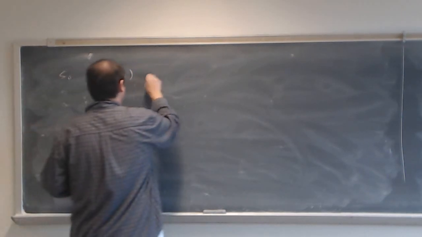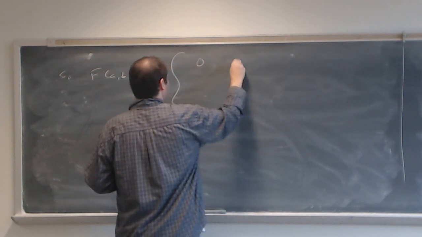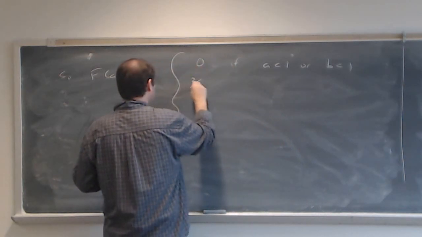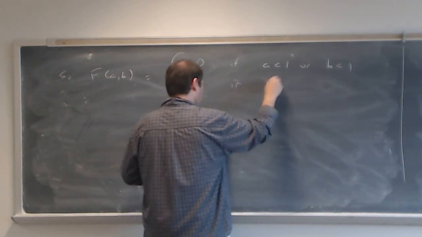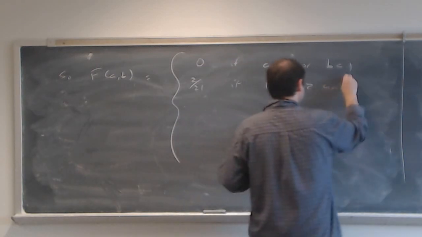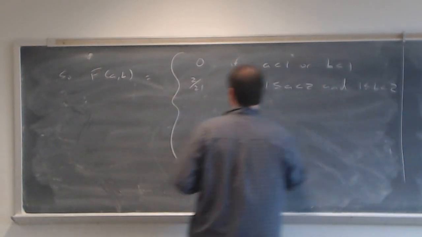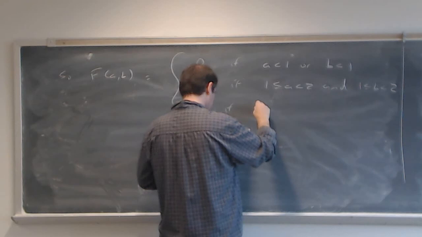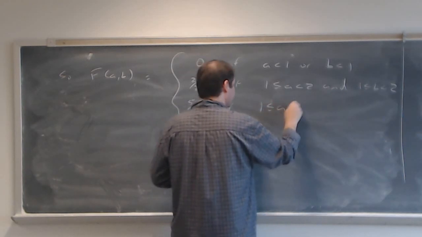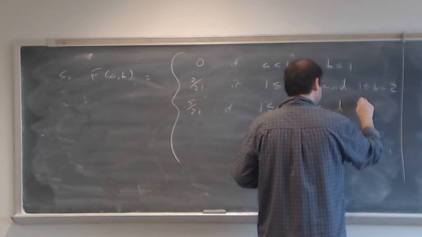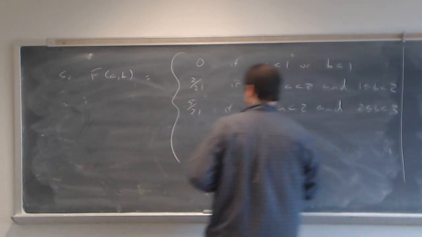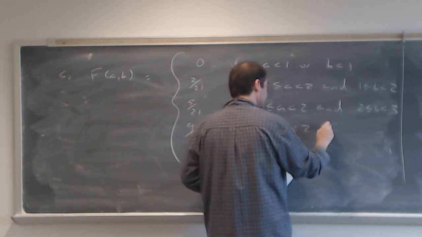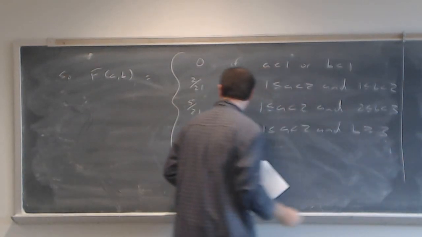F of (a, b), here's what we want. It's equal to 0 if a is less than 1 or b is less than 1. It's equal to 2 over 21 if we have 1 is less than or equal to a, which is less than 2, and 1 is less than or equal to b, which is less than 2. It's equal to 5 over 21 if 1 is less than or equal to a less than 2, and 2 is less than or equal to b less than 3. It's equal to 9 over 21 if 1 is less than or equal to a, less than 2, and b is bigger than or equal to 3.